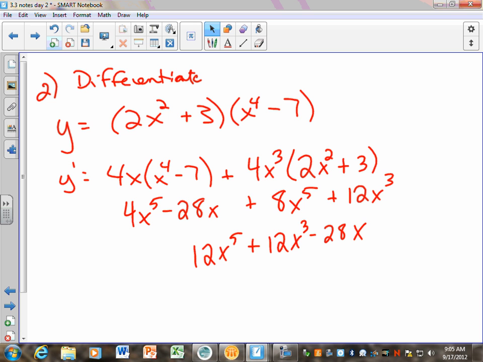I'm gonna assume the quotient rule is you subtract. It's a little more complicated than that. I'll just show you. It's the derivative of the first times the second minus the derivative of the second times the first, all divided by the denominator squared.